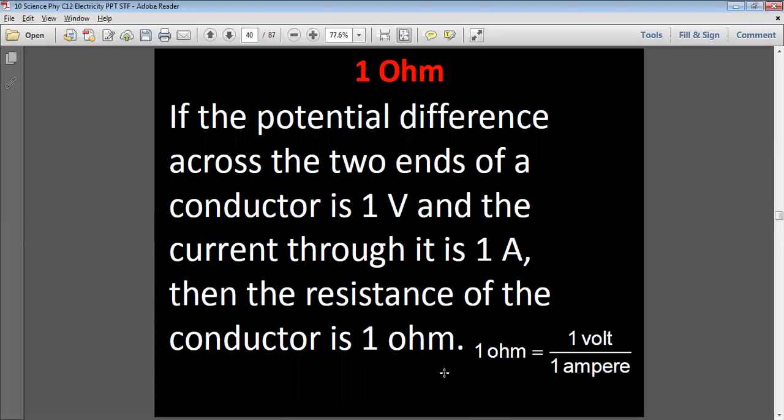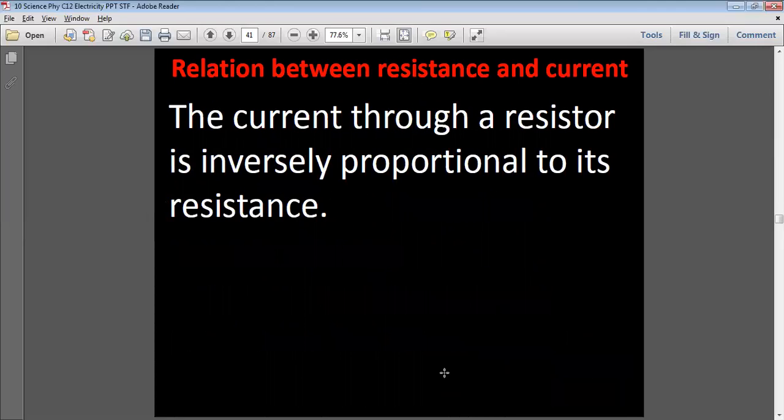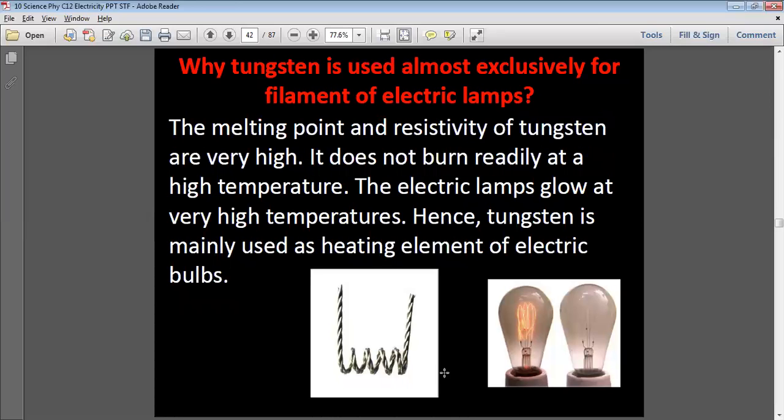Definition of 1 ohm. What do you mean by 1 ohm? If the potential difference across the two ends of a conductor is 1 volt and the current through it is 1 ampere, then the resistance of the conductor is 1 ohm. 1 ohm equal to 1 volt divided by 1 ampere. Relation between resistance and current: the current through a resistance is inversely proportional to its resistance.